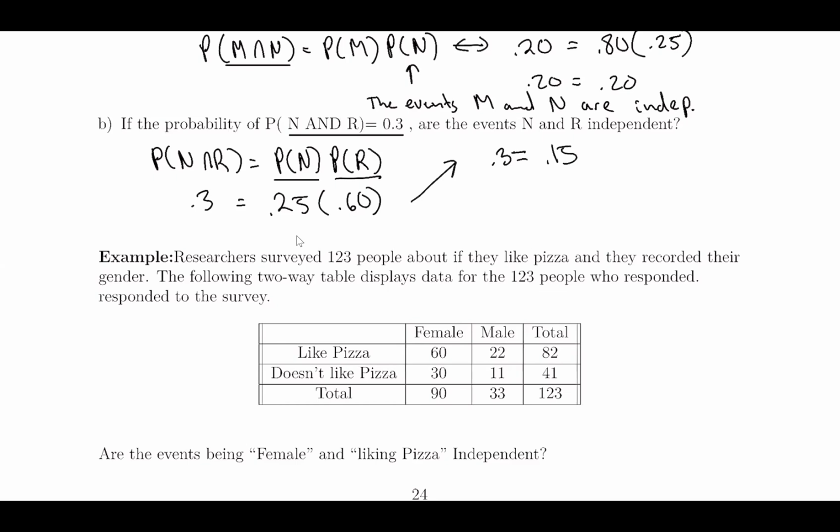All right, is that a true statement? Is 0.30 equal to 0.15? No. So we put that they're not equal to each other. Since they're not equal to each other, we say the events N and R are dependent. Good job, Lisa. All right, and that's it for that one. Everybody go for the second part.